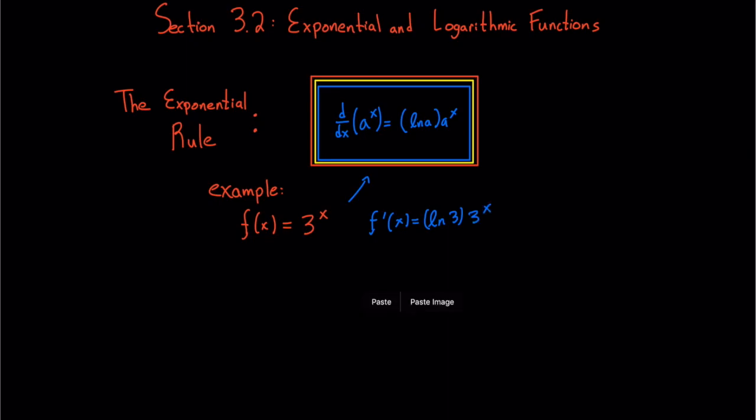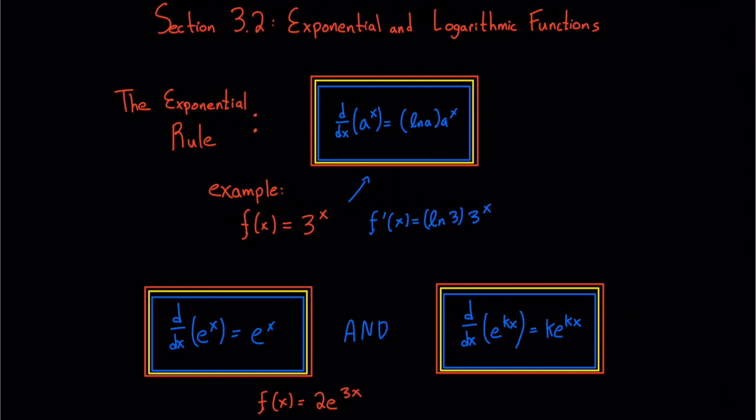Let's look at some more of the rules that come from this rule. So the first is that the derivative of e to the x is just e to the x. However, when we have a constant with the x, the constant also comes out in the front when there's a derivative. So look at an example. So f prime of x would be 2 times 3, so 6 e to the 3x.